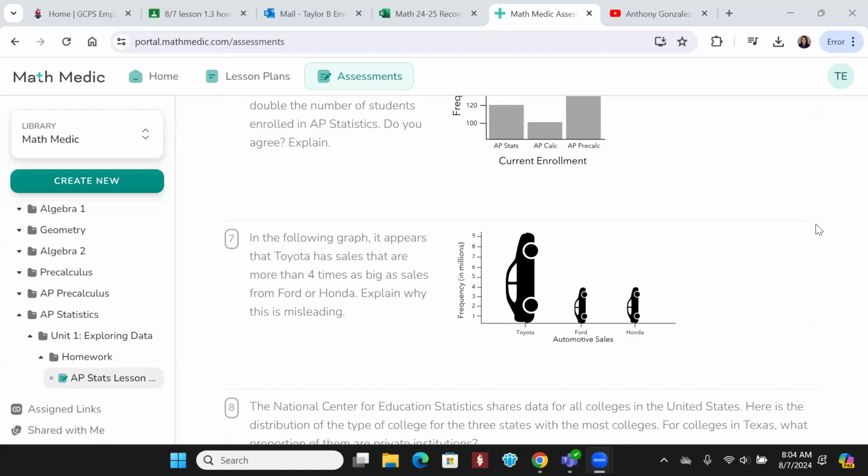The graph is using pictures, it's not using bars. So if you ever see pictures instead of a bar graph, wrong. It's already misleading, because this looks huge by comparison. Good. All right, let's go back to our lesson.